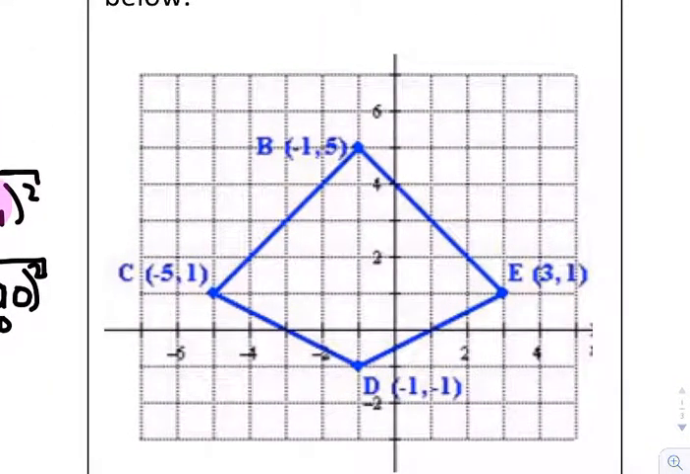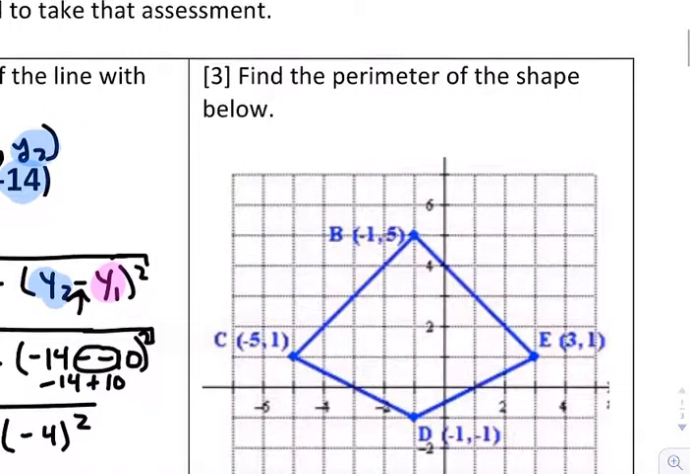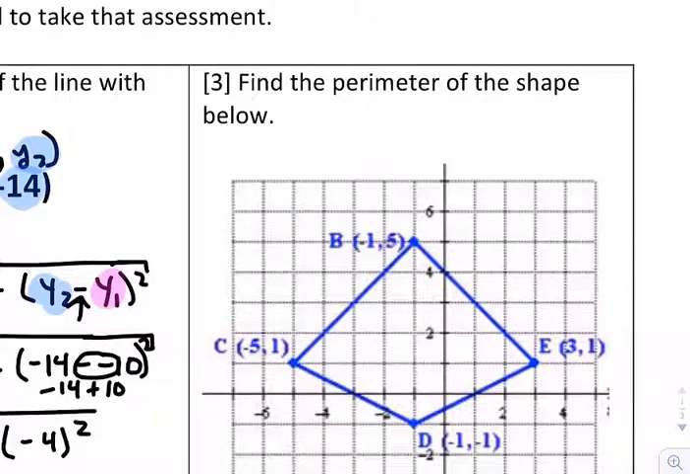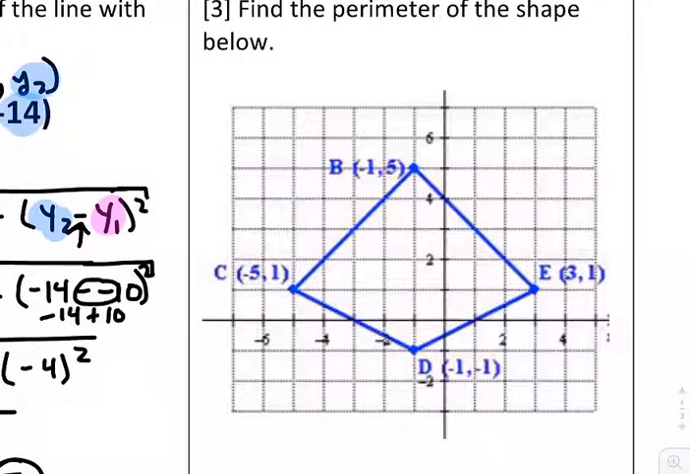Let's find some perimeters. So the perimeter of the shape below, well, the perimeter again is just going to be the sum total of all the lengths of all the sides of the triangle. So what we're actually being tasked to do is to find these lengths and then add them together.